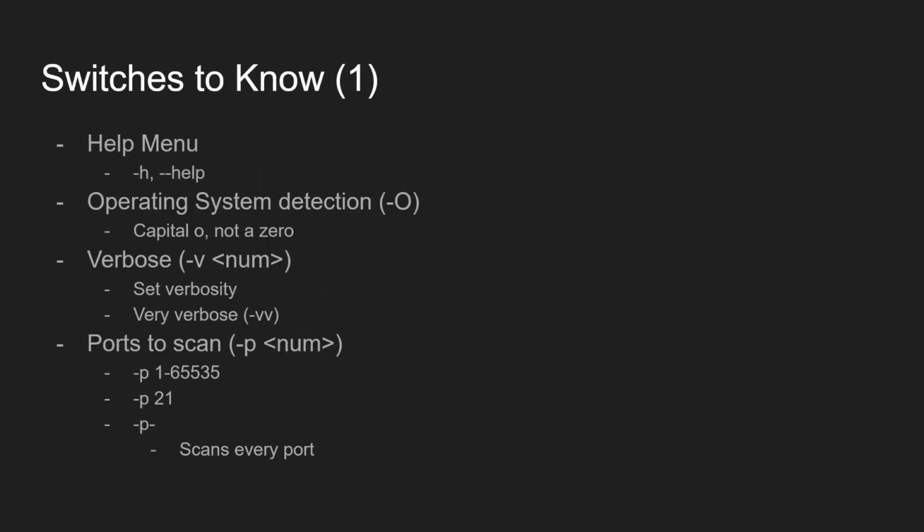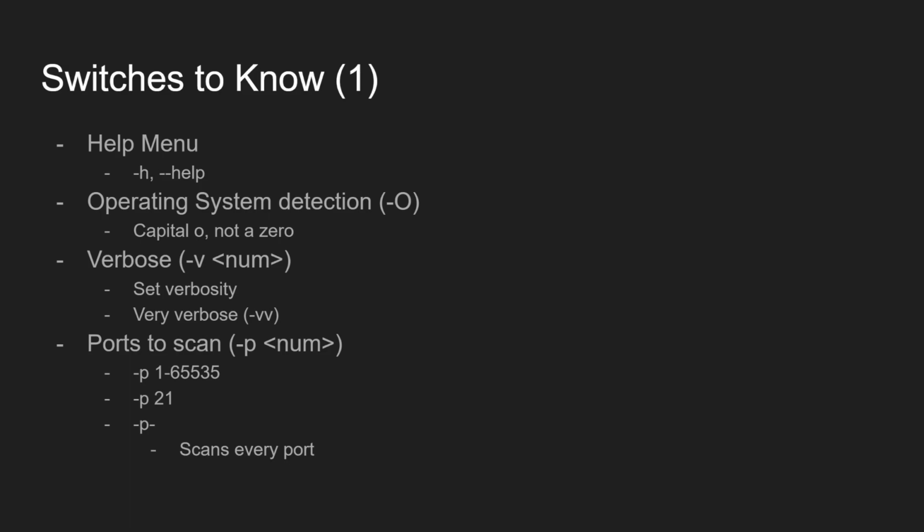Some of the switches to know. The first one is going to be your help menu, which is -h or --help. That's going to get your help menu dialog. If you ever have any questions about Nmap, or maybe you need to double check some of the options, that's going to be your best friend, and that's something that we're going to see pretty heavily with most of the tools that we'll examine as we go throughout this course.